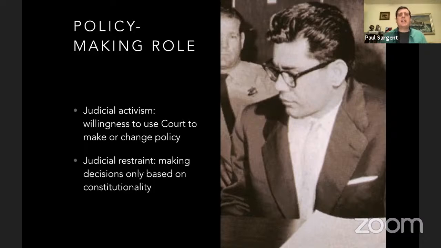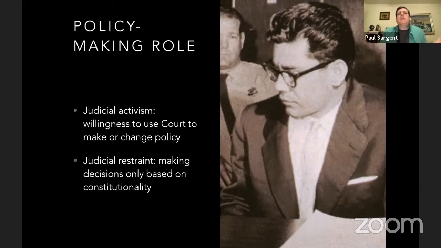Whereas on the other side, judicial restraint is the belief that the decisions should really only be on constitutionality. Here, the courts really take more of a referee role, and they rule on things which are appealed, not trying to change the outcome of policy, but simply to make a determination for that particular case and that particular moment.